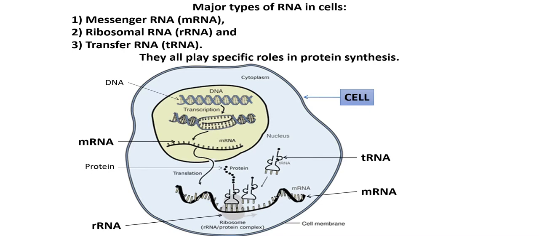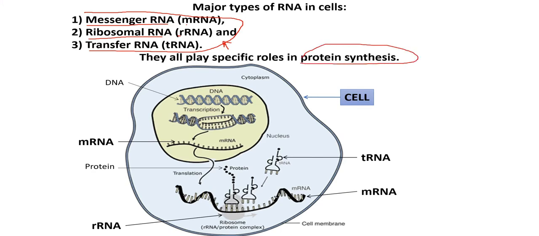So now we will talk about RNAs, and we have several different types of RNA. We can say there are three important types of RNA. One is messenger RNA or mRNA, ribosomal RNA or rRNA, and transfer RNA or tRNA. And all these three types of RNA play a very important and specific role in protein synthesis.